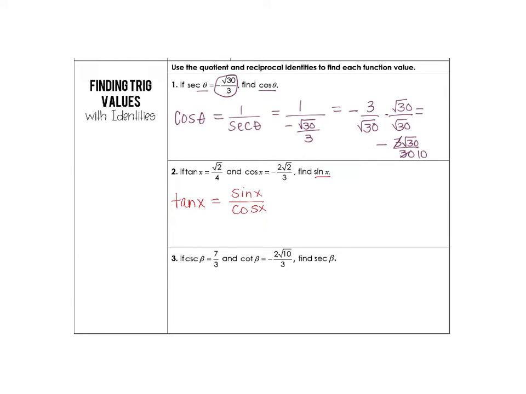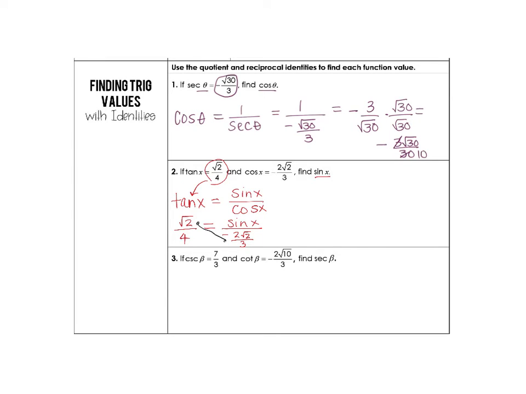Now what we're going to do is fill in with these values that we know. So in place of tangent x, I'm going to put the square root of 2 over 4 equals sine x, which is what I'm going to try to solve for, over cosine x, which is negative 2 square root of 2 all over 3. So now we have something that we can cross multiply. I would try to simplify one side first, or again, cross multiply, either one. Let's just go ahead and cross multiply since there's so many numbers here.